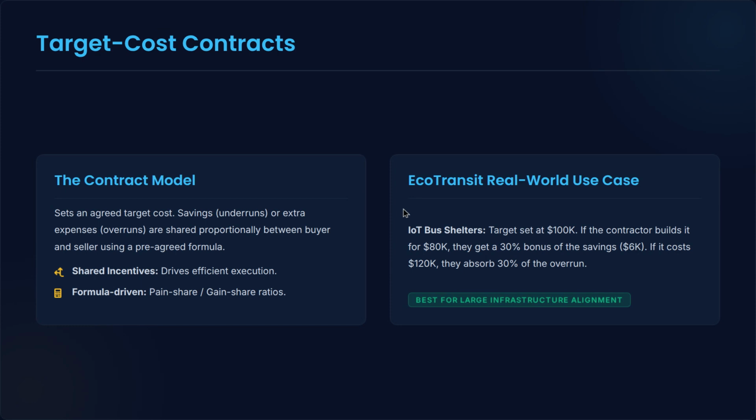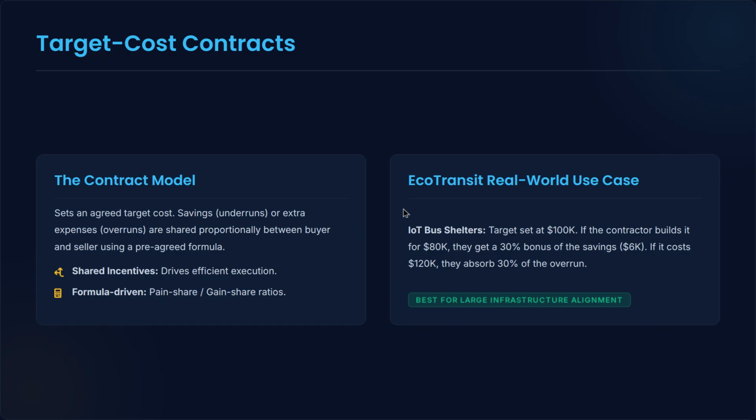The fourth model is a powerful collaborative tool, the target cost contract. This is designed to drive absolute alignment between client and contractor. We agree on a target cost. If the contractor delivers under budget, both parties share the savings. If the contractor goes over budget, both parties share the loss based on a predetermined ratio.